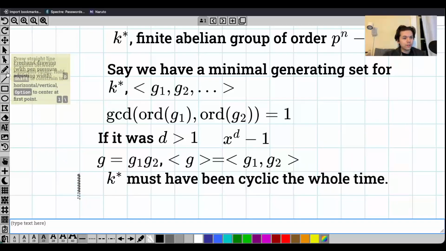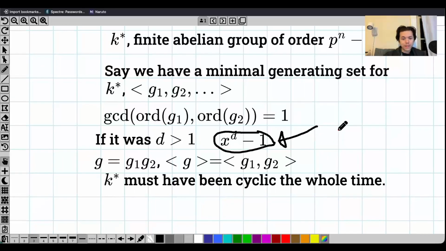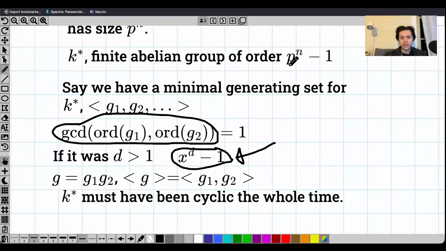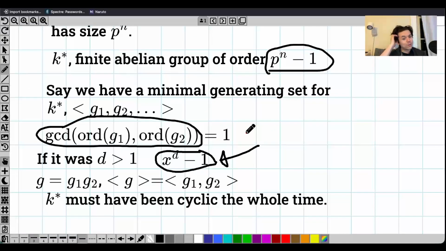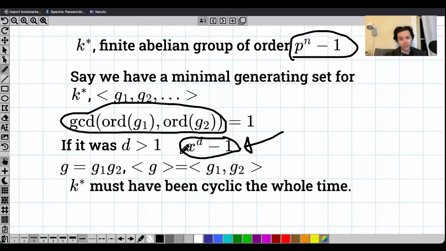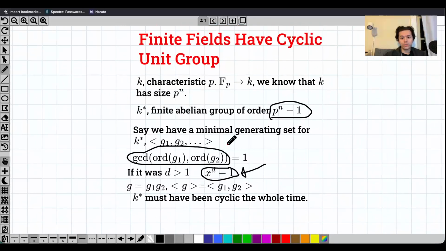The only detail, which I somewhat left out, is that these polynomials are not separable mod p for all d, but they are for all d that matter, because the GCD of the orders here will divide the order of the group. So we know d divides p to the n minus 1, and so p cannot divide d. This will not be separable if and only if d is divisible by p. So this is a separable polynomial. And this is just a very short proof.